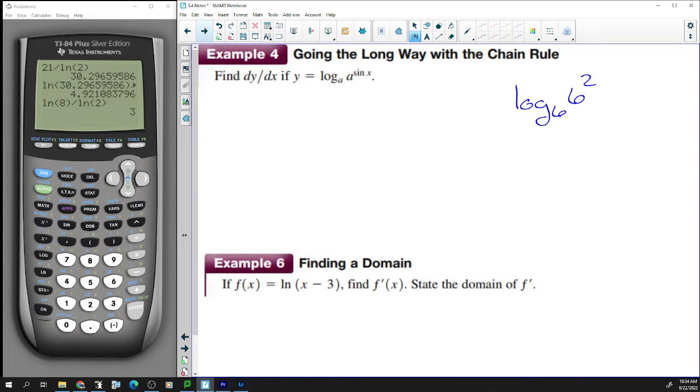So what's log base a of a to the sine? Sine. And what's the derivative of sine? Cosine. So the answer to this better be cosine. All right, but we're going to do this the really long way. That's why I say going the long way.